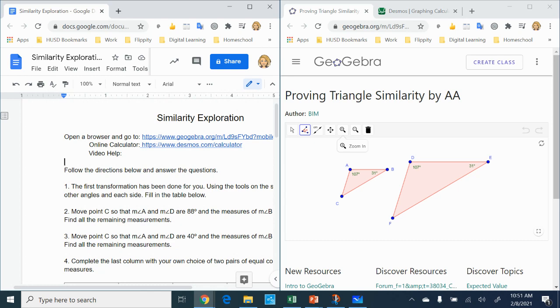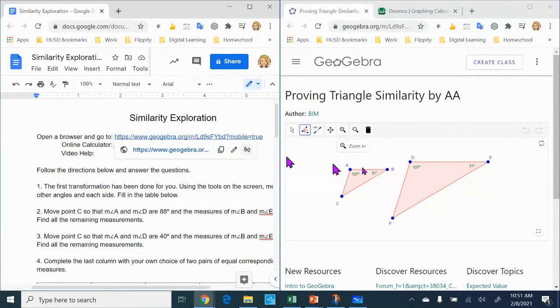GeoGebra exploration activity. First thing you need to do is make sure you open this link. You'll notice I have it over here. And then you're going to probably need a graphing calculator. So here's the link to the Desmos graphing calculator. And then this will be the video once I'm done recording it.